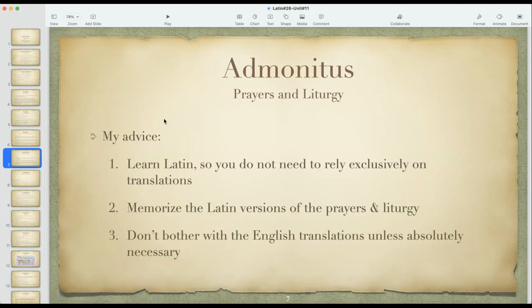I generally stick with even the Creed. I've always stuck with the Latin. And don't bother with the English translations unless it's absolutely necessary, if you need to clarify it. That's my advice. Take it or leave it.